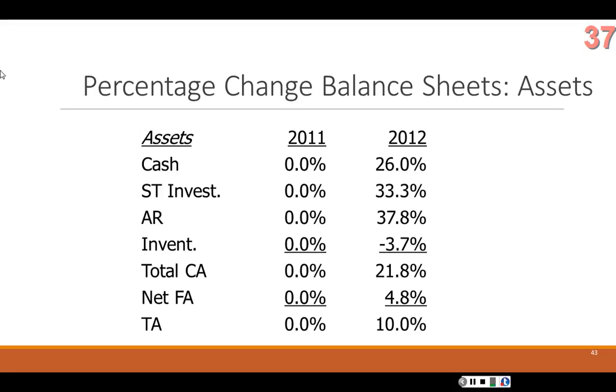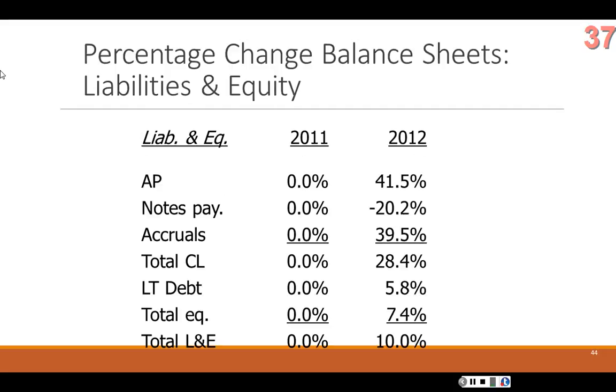So you can do this for the balance sheet too to determine how much things have changed. Cash has increased 26%. Total assets have increased 10%. Inventories have decreased 3.7%. Accounts payable increased. Notes payable decreased.